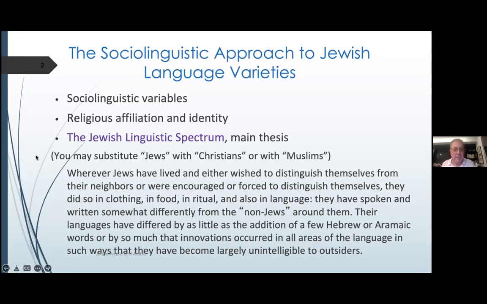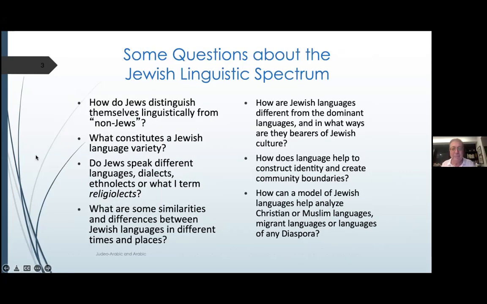Okay, now why doesn't it want to move? Oh, it moves. And we ask ourselves some questions. How do Jews distinguish themselves linguistically? Okay, I'm going to show some examples here. What constitutes a Jewish language variety? Do Jews speak different languages, or maybe different dialects, or maybe different ethnolects? Or I prefer the term religiolect. So what is it?